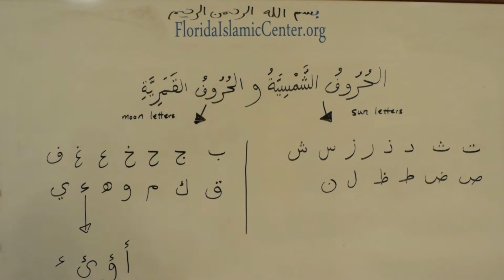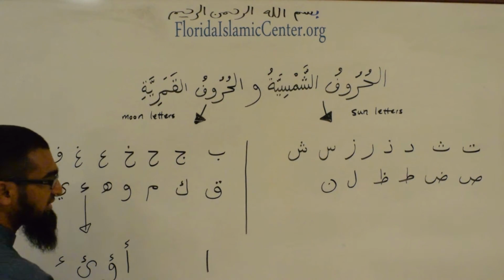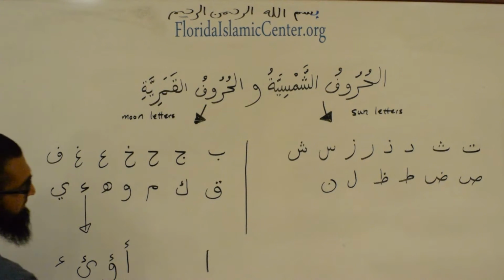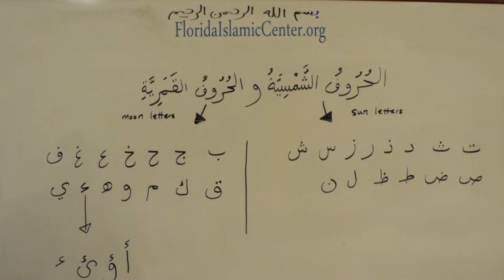This letter is not Hamza. This letter is an alif. You see that it's not on the chart, because it is considered a vowel and not a consonant, so it doesn't appear in the list. So those are the sun letters, and these are the moon letters.